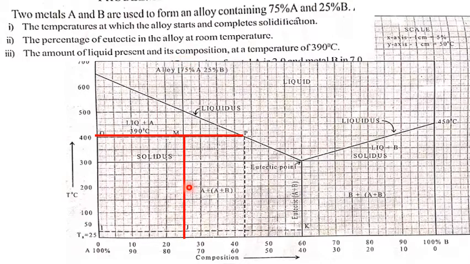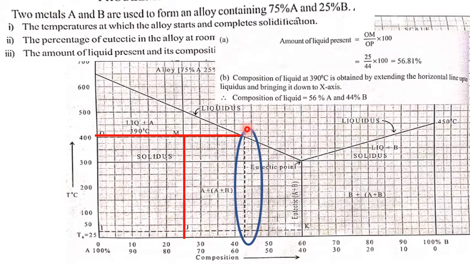At 390 degrees Celsius, we need to find what is the liquid present, and its amount and composition. So we'll draw one horizontal line until it crosses with the liquidus line for 390 degrees Celsius. This is what we say a tie line, and for the same composition, already we have drawn the vertical line for 75% A and 25% B. Once you drop this down, that point at which it intersects with the liquidus line is the composition of the liquid. So the composition of the liquid is 56% A and 44% B.